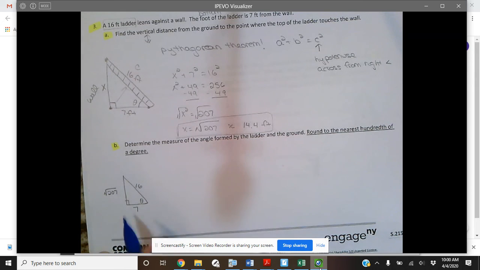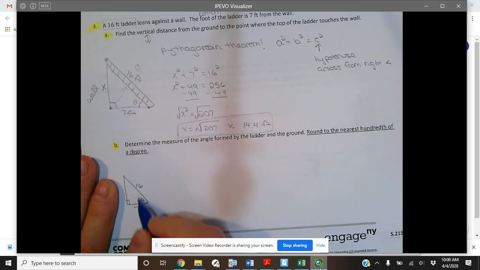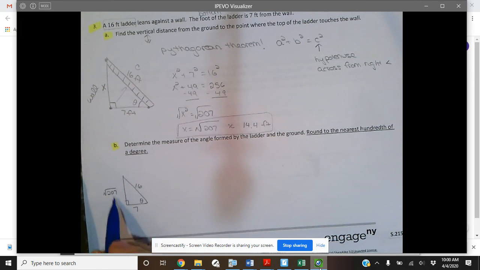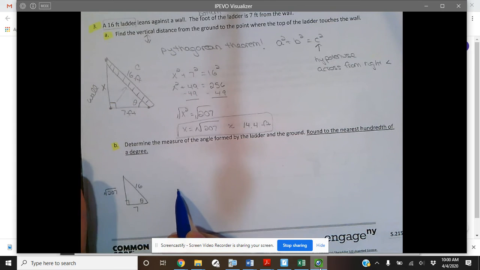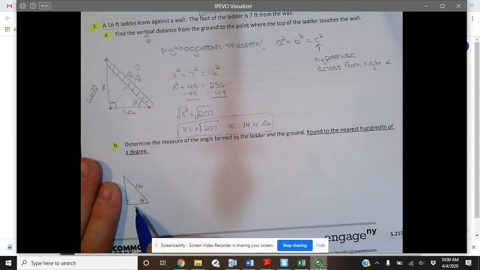Now, we have all the side lengths, so it doesn't matter which one we use to find the angle, but I would suggest using the ones that were given to you because that way if you made a mistake on this side, you're not going to get the wrong answer again. So use the ones that were given to you.